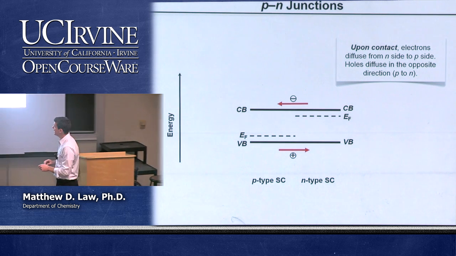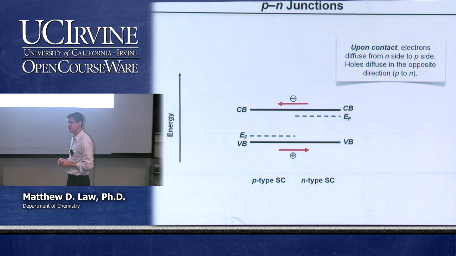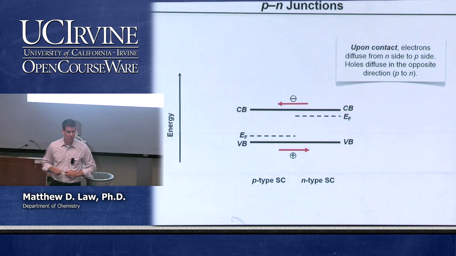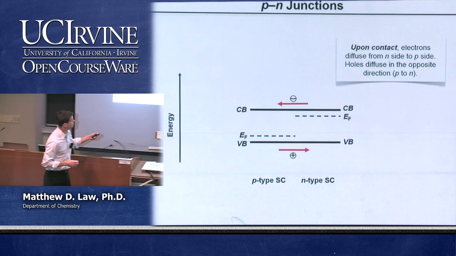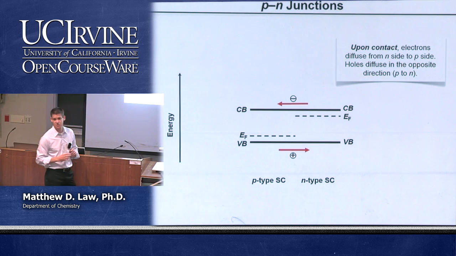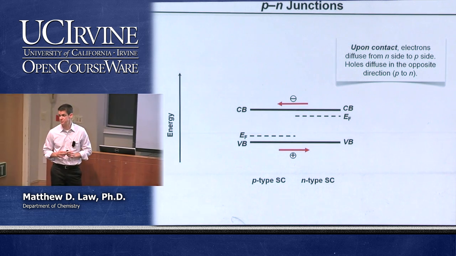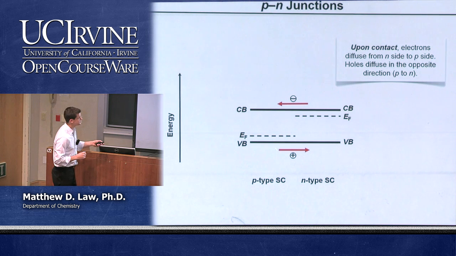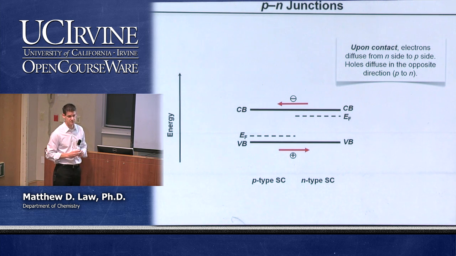As this diffusion process happens in the initial nanosecond when they touch, what happens is that as these electrons move to the left, they leave behind positive charges, ions, those phosphorus impurities, on the right-hand side of the junction. And the holes that go this way leave behind negative impurities, the boron, on the other side.